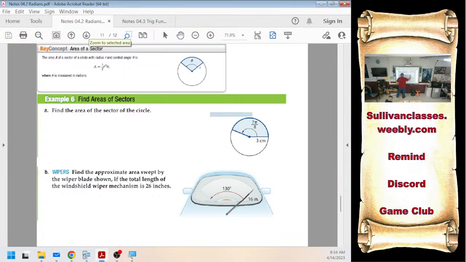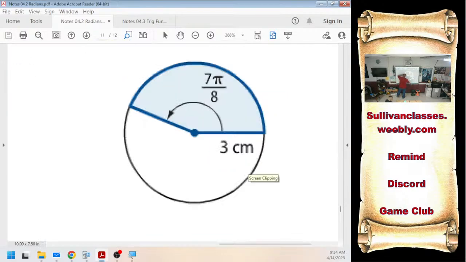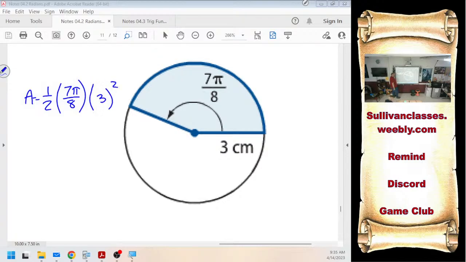Find the area of the sector of the circle. Okay? That's easy enough. Area is formula plug and chug. 1/2 radians times radius squared. So 3 squared is 9, 9 by 7 is 63, 2 by 8 is 16. 63 over 16 is very close to 4. So if I go very close to 4 times very close to 3, I'm betting my answer is somewhere close to 12.